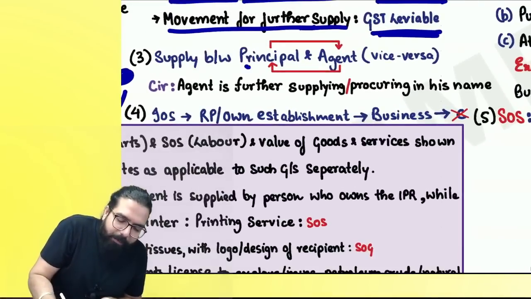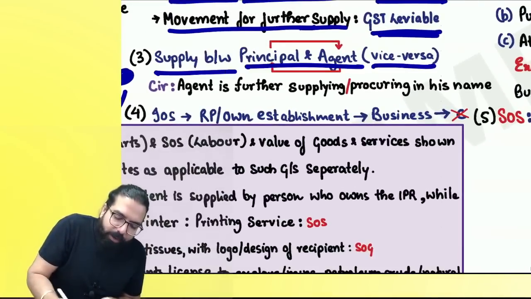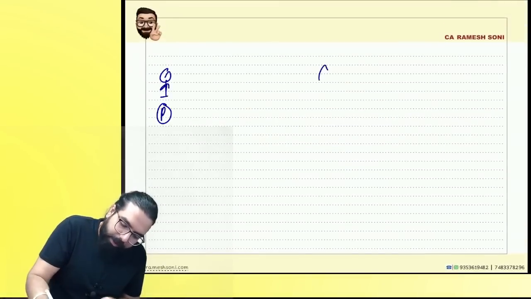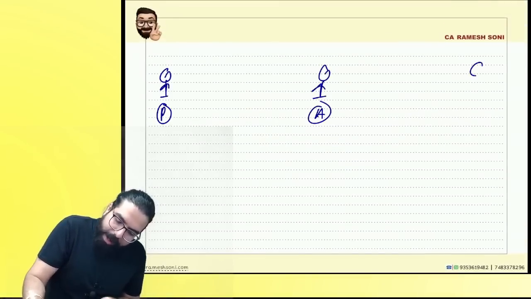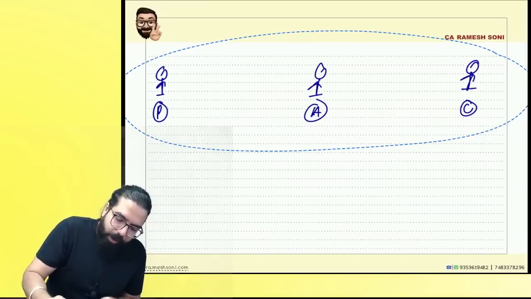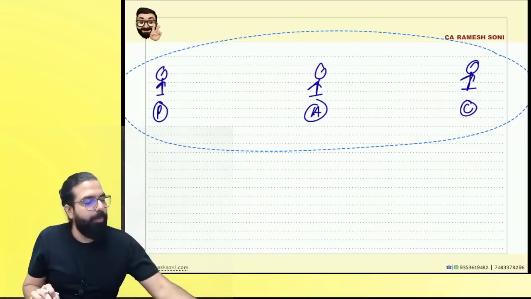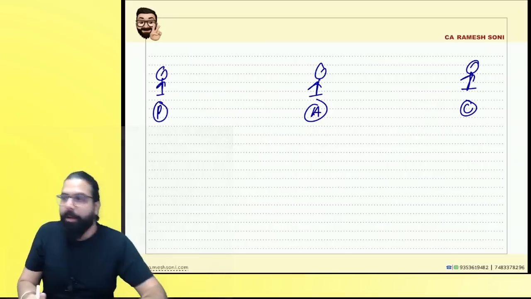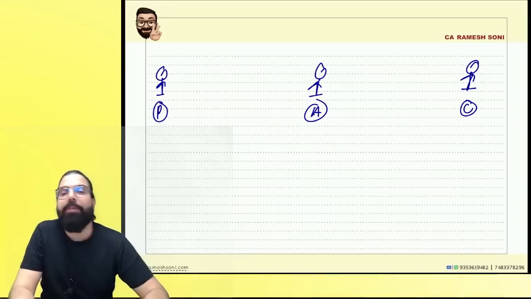The next one over here is supply between principal and agent or vice versa. Everyone remember one thing, there is always one principal, one agent, and one customer. So there are three people over here about whom we are talking: a principal, an agent, and a customer. Now listen to me very carefully.